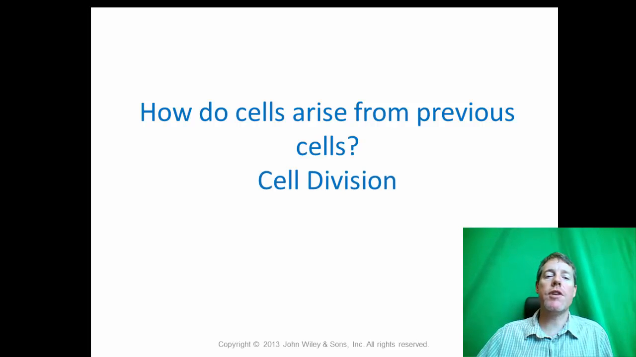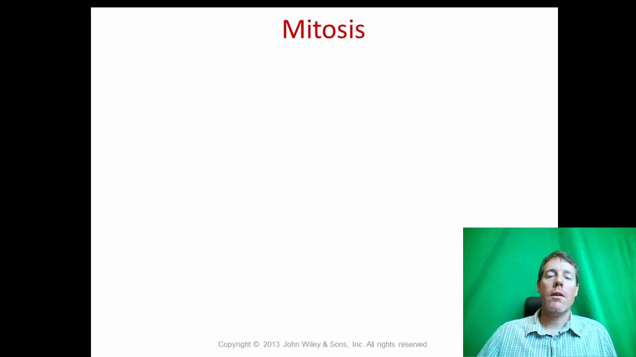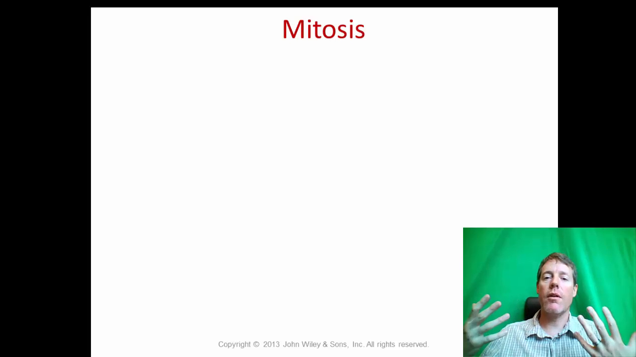Okay, the last part of this chapter is answering the question of how do cells arise from previous cells. The answer is cell division. In eukaryotic organisms, normal cell division, where cells need to be copied, happens all the time. In the growth of any tissue in your body, one cell needs to make 2 copies of itself, and then those cells need to make 2 copies of themselves. This happens by mitosis. Mitosis is a process where cells copy themselves.